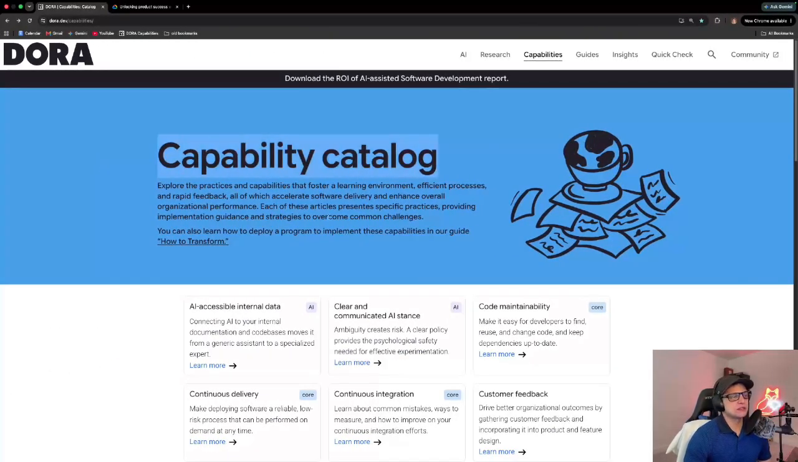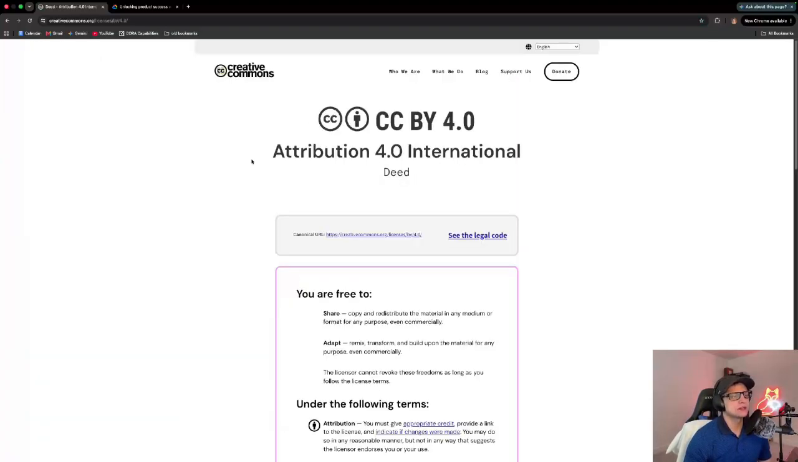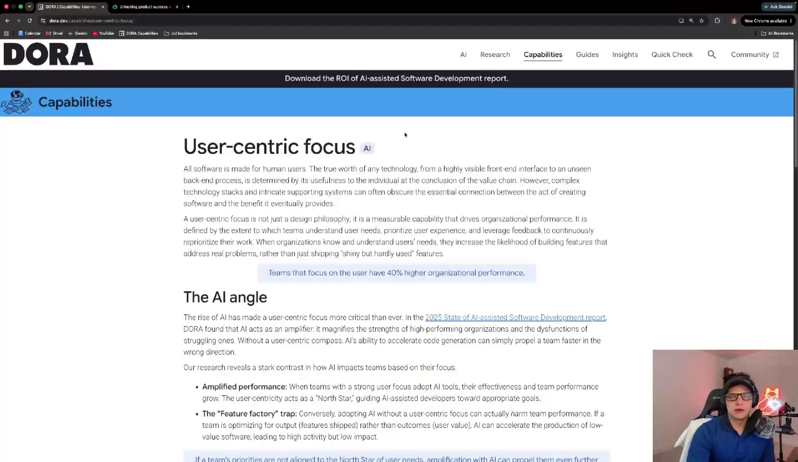Another quick item of business. I'm going to be using this capability catalog. It is under a Creative Commons license. My content is under the same Creative Commons license. The thing I'm talking about today is user-centric focus.